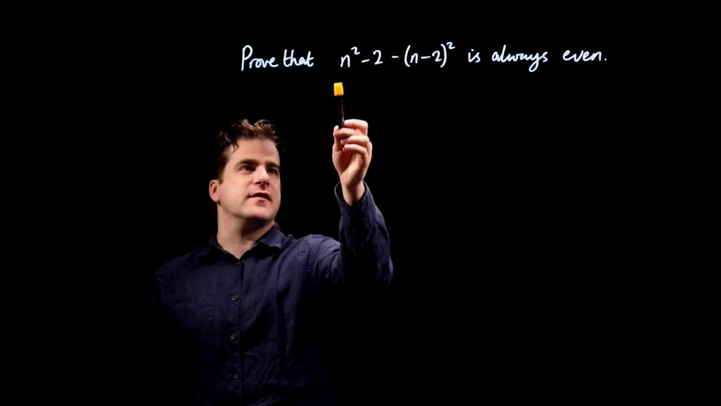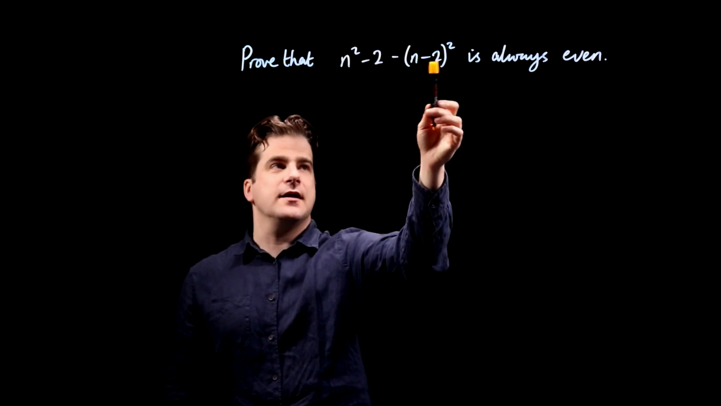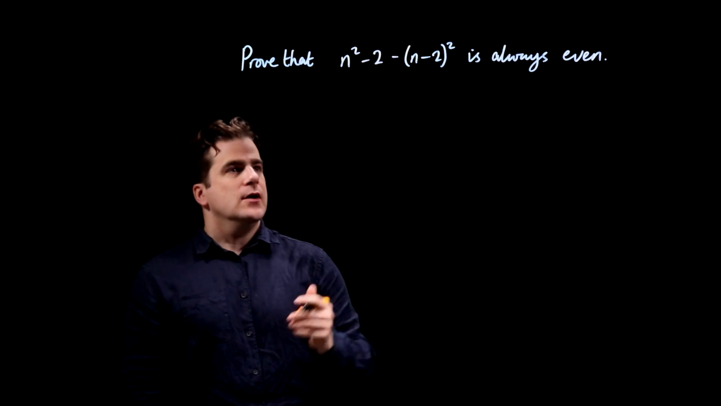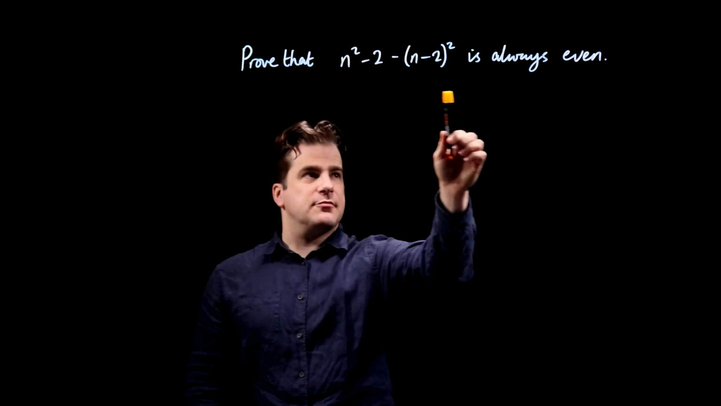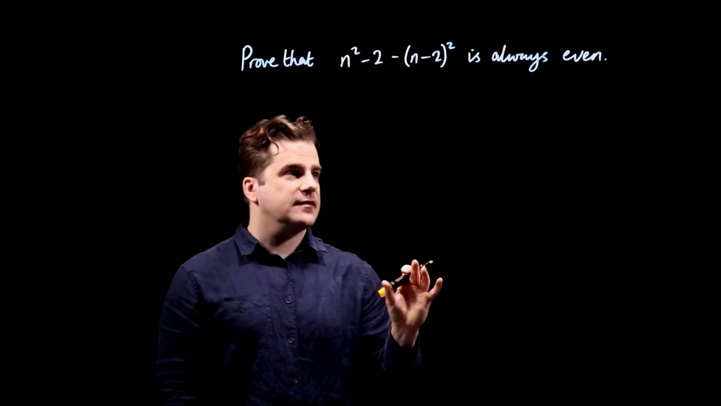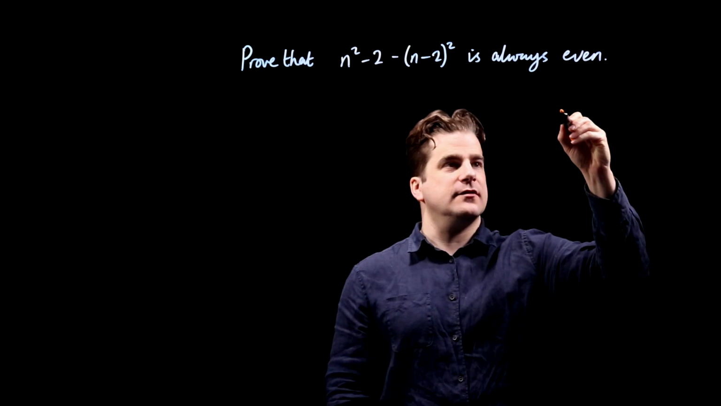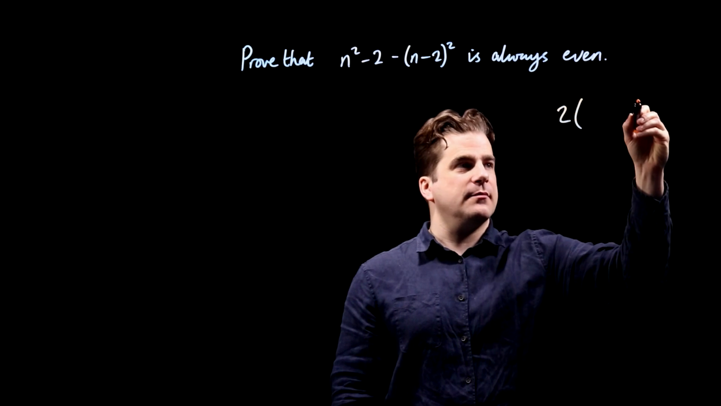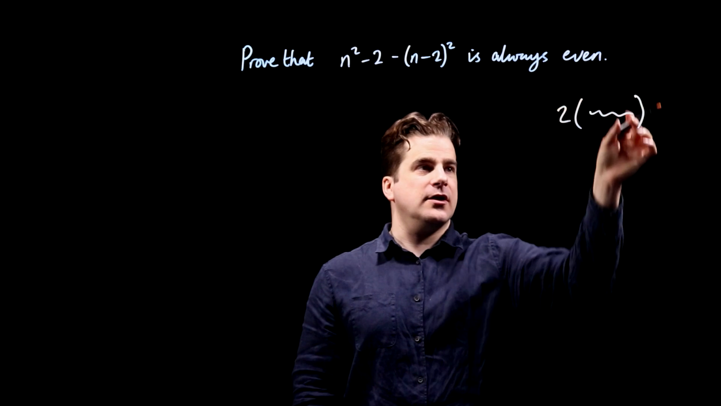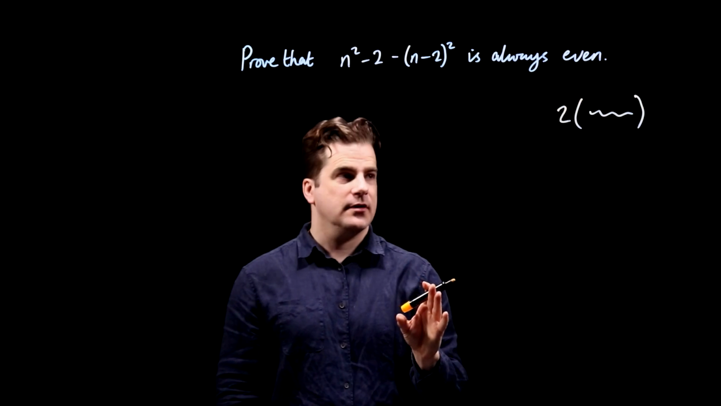Okay, we have to prove that n squared minus 2 minus (n minus 2) squared is always even. To prove that some expression is always even, you need to rearrange it so it looks like this: 2 multiplied by something. So you get some expression and you can pull a factor of 2 out.